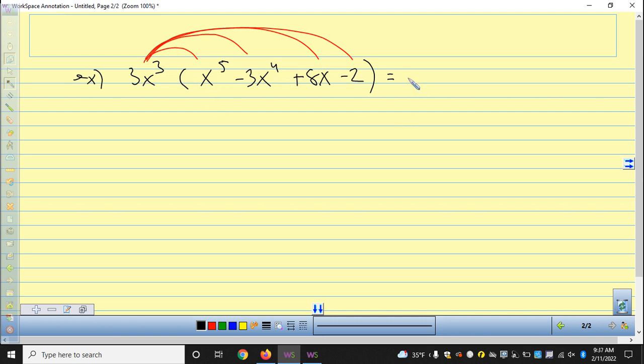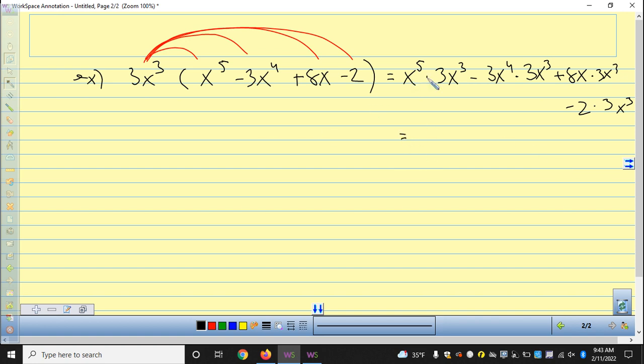All right. So for the first one, we have x to the fifth times 3x to the third, minus 3x to the fourth times 3x to the third, plus 8x times 3x to the third, and minus 2, I'll just put it down here, minus 2 times 3x to the third.